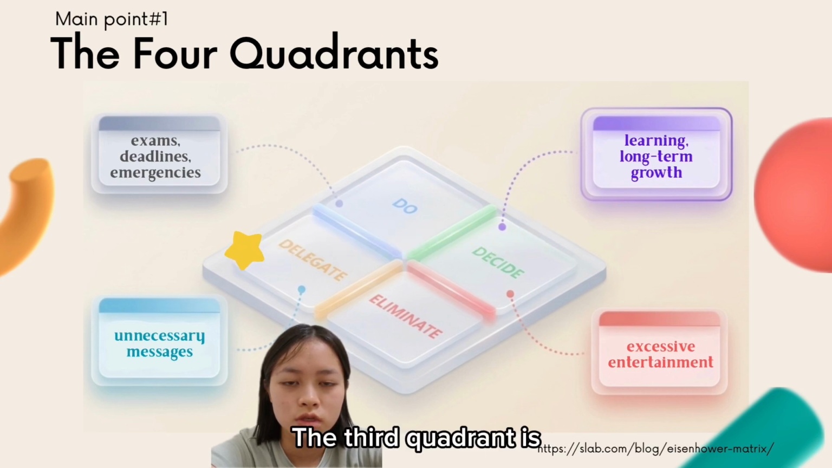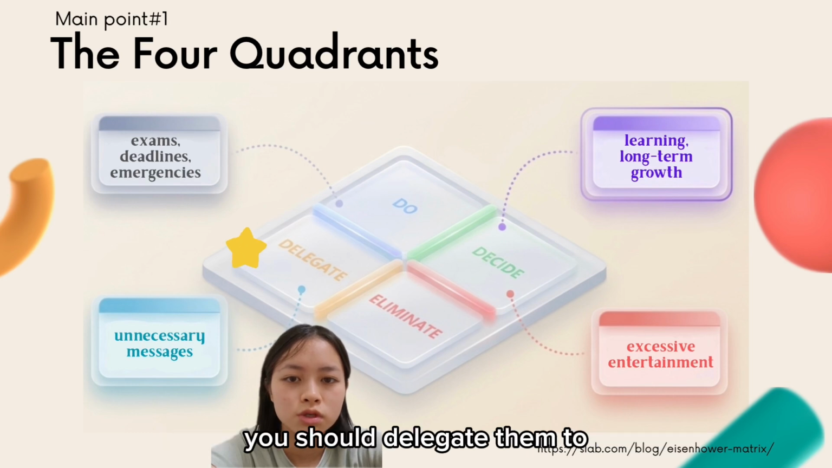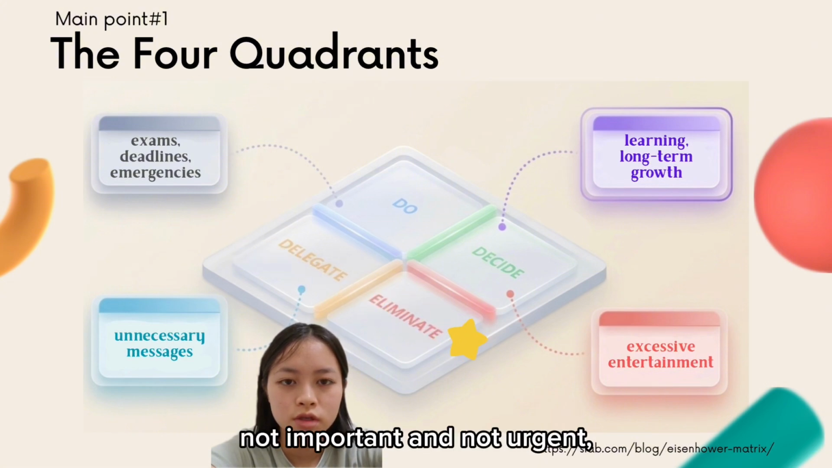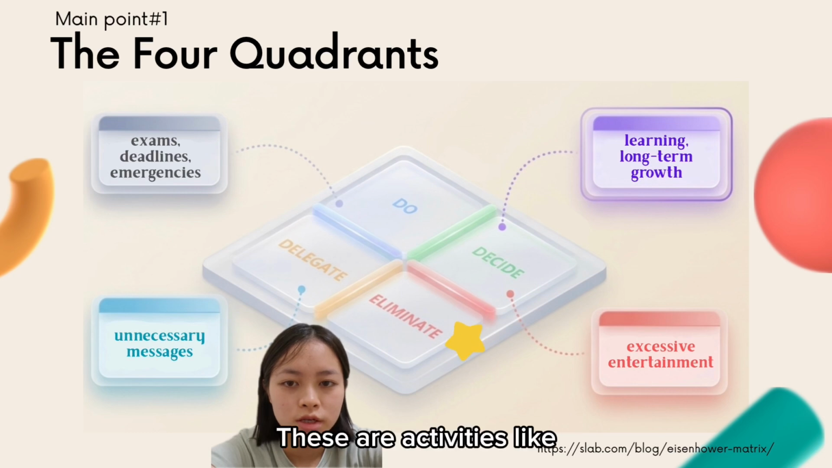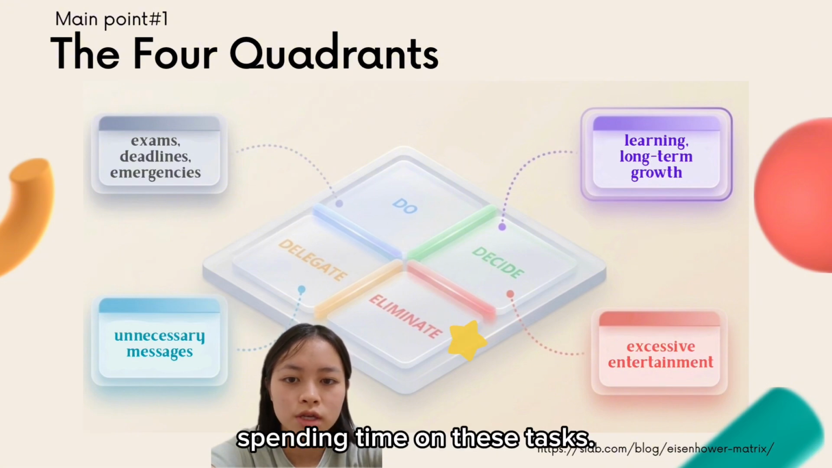The third quadrant is not important but urgent. This involves interruptions like unnecessary message or trivial request. Because these tasks can waste your time, you should delegate them to others whenever possible. The fourth quadrant is not important and not urgent, which should be eliminated. These are activities like excessive entertainment that do not add value. Therefore, you should avoid spending time on these tasks.